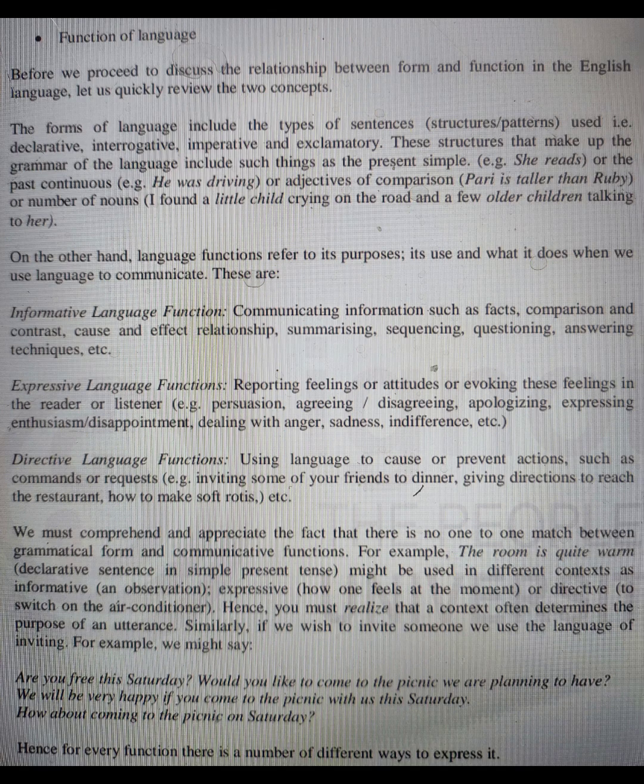Similarly, if we wish to invite someone, we use the language of inviting. For example, we might say, "Are you free this Saturday? Would you like to come to the picnic we are planning to have? We will be very happy if you come to the picnic with us this Saturday. How about coming to the picnic on Saturday?" Hence, for every function there is a number of different ways to express it.